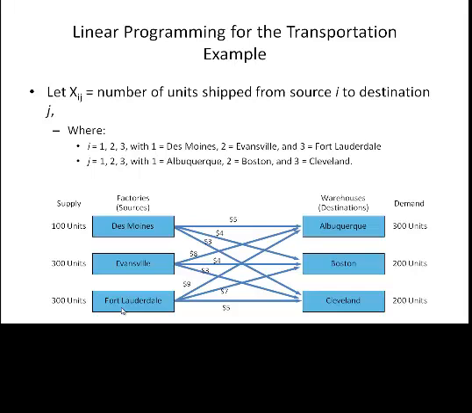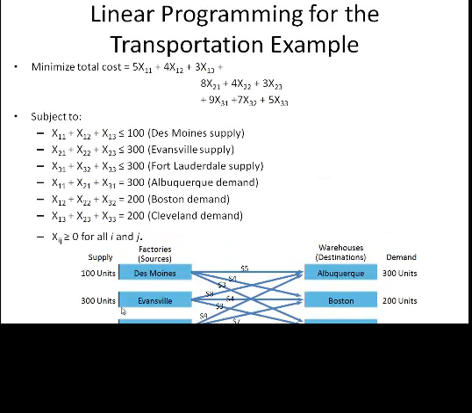So here's what it looks like. And in this case, we're going to let Des Moines be our i equals 1 and Albuquerque be our j equals 1 and so forth and so on. So we're going to give them a designation. All right. So when we put it in the model, as you can see, we're going to have 9 different routes that we have to optimize.